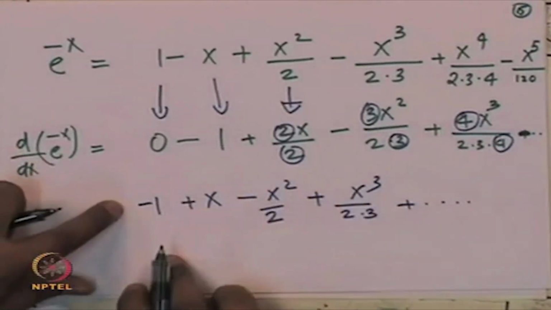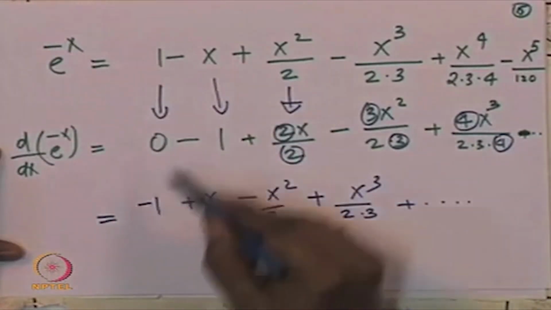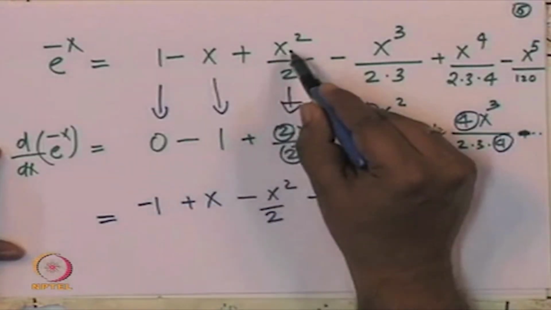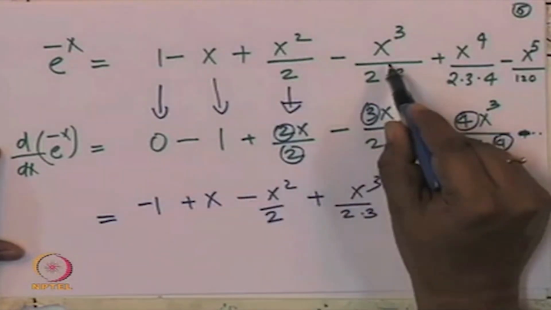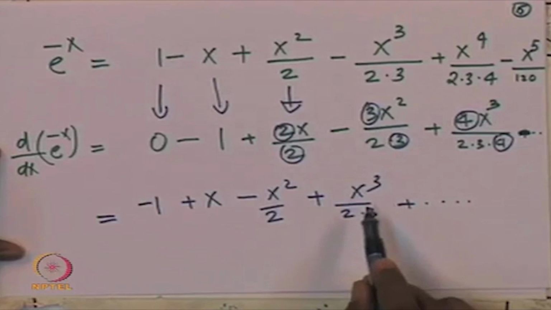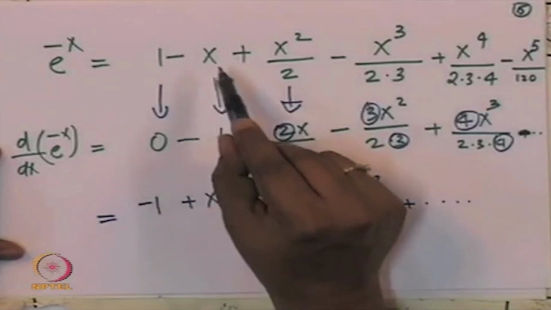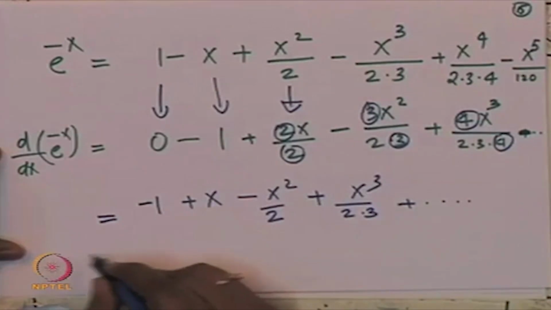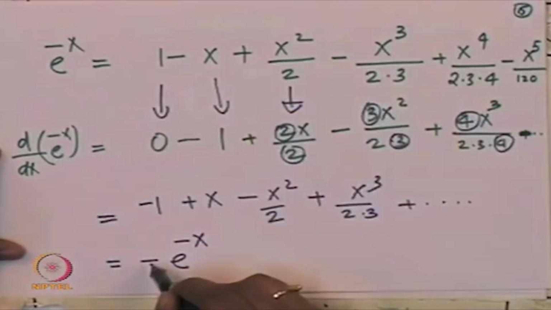If you compare this and this, what do we get? You have 1 here, minus 1 here; minus x here, plus x here; plus x square by 2 here, minus x square by 2 here; minus x cube divided by 2 into 3 here, plus x cube divided by 2 into 3 here. So, what you have at the bottom is nothing but whatever is here multiplied with a negative sign. It turns out that this is nothing but minus e power minus x. Whatever was there, multiplied with minus 1.